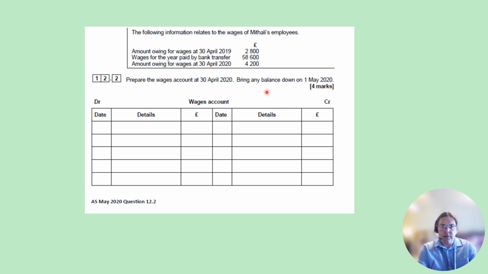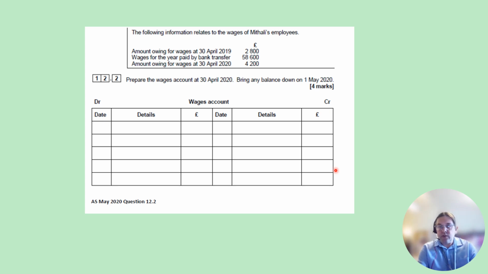So I'm just going to get my pointer. That 2,800 will go on the credit side here. We paid 58,600, and that's come out of the bank. So we're going to put that on the debit side and label it bank. So we've got 2 of the 4 marks already. And at the end of the year, we owe 4,200. So we would have a balance carried down of 4,200. Then we'd have a balance brought down of 4,200. Then the balancing figure will be the income statement.